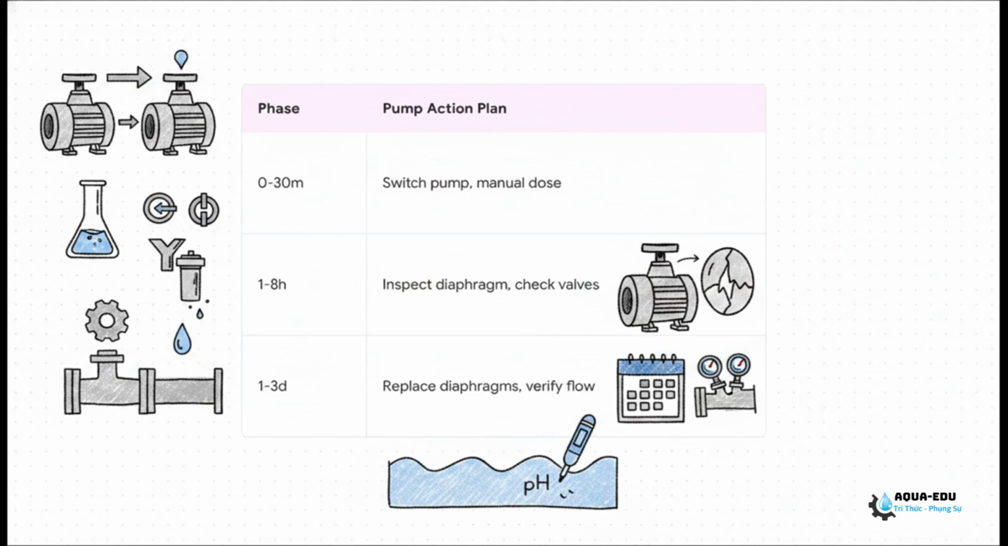Short term, the protocol calls for a teardown of that pump. Check the diaphragm for tears, check the one-way valves, and scrape out the Y strainer. Looking long term, the plan strongly advises replacing those diaphragms every 6 months proactively. Oh, and make sure you have cross-check flow meters installed on your dosing lines to catch this stuff early.